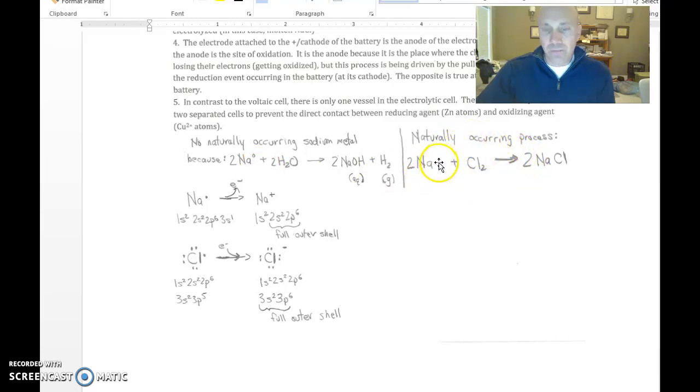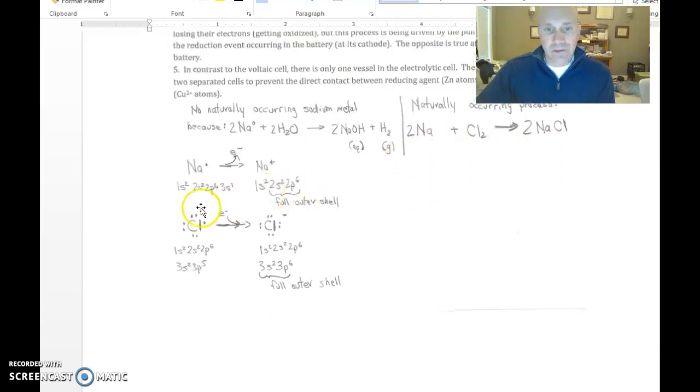All right, so let's talk about a chemical reaction that would naturally want to occur. If you were to take sodium metal and combine it with some chlorine gas, what would happen? Would the sodium and chlorine want to make sodium chloride, or does sodium chloride naturally want to break apart and make these two things? Well, we can talk about this in terms of the octet rule again. We talked about the fact that sodium would rather be sodium ion because this is the form of sodium that has the full outer shell.